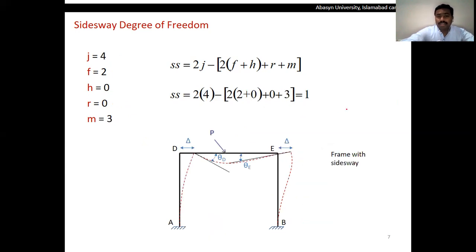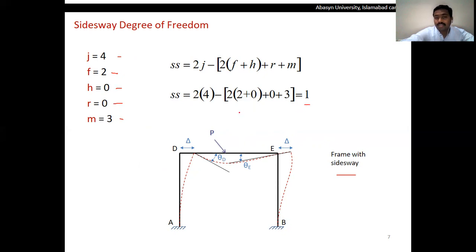Similarly, if we apply the same example to the frame with sidesway, in which we have removed the hinge support at point C, the number of joints we are left with is four: joint A, joint B, joint E, and joint D. Again, we have two fixed supports at points A and B, and there is no hinge support in this case because we have removed that support. And there is no roller support, and the number of members reduces to 3. If we plug these values into the sidesway degree of freedom, we come to know that its value comes out to be 1.